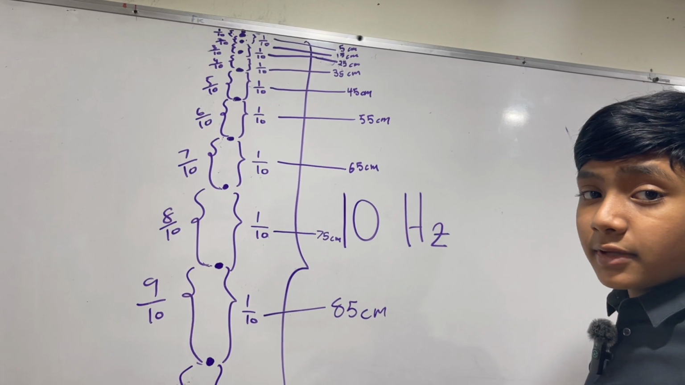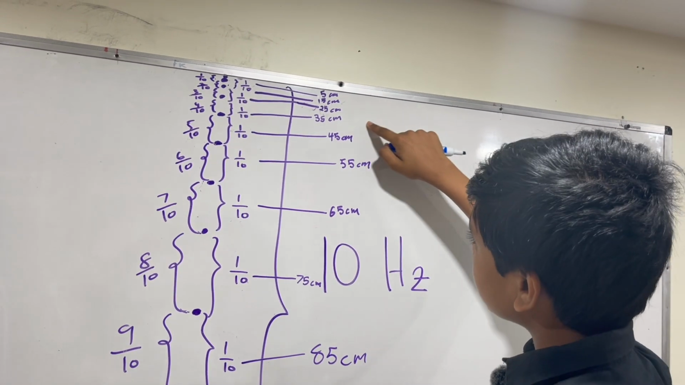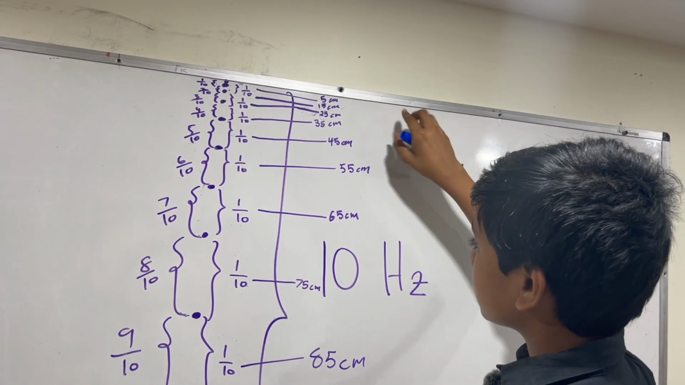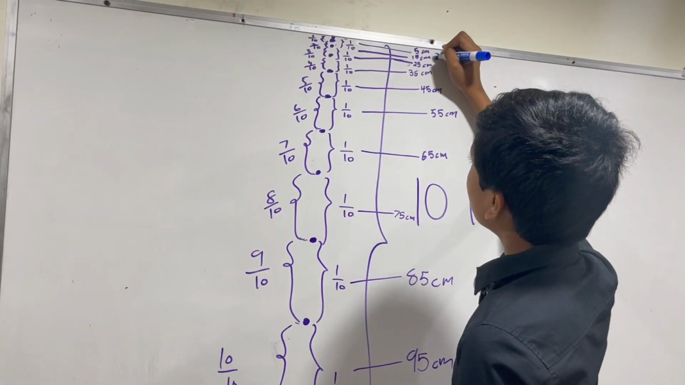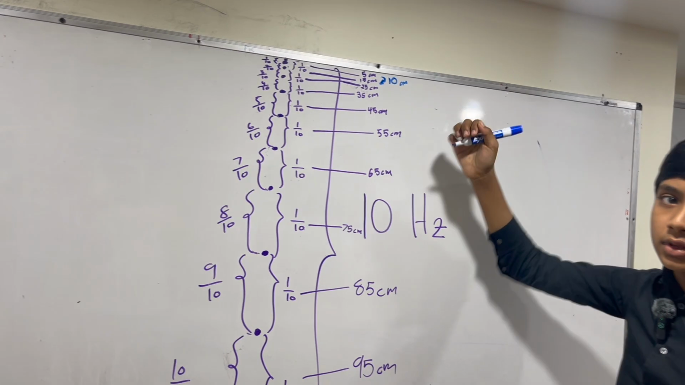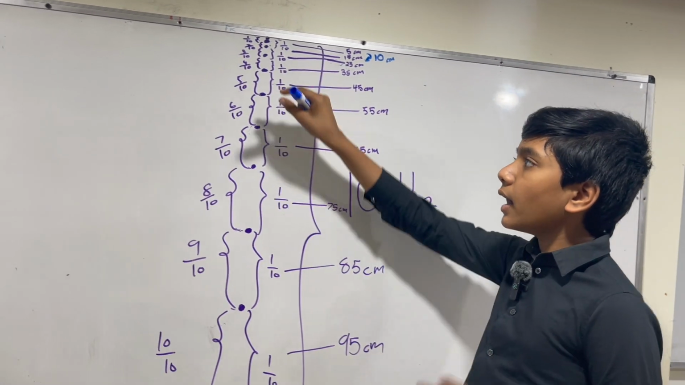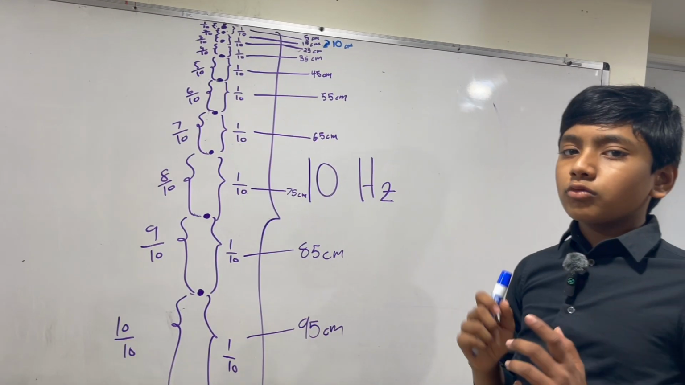However, the distance between each dot is not constant. It goes from 5 centimeters to 15 centimeters to 25 centimeters to 35, etc. And you can see a pattern here that each time it's increasing by 10 centimeters, and we call that linear growth. So while the time between each of these dots is constant, the distance between them grows linearly.